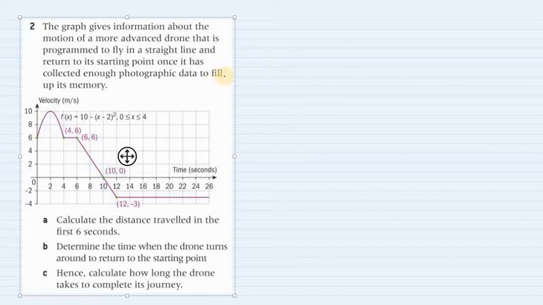The review set. The question is, the graph gives information about the motion of a more advanced drone that is programmed to fly in a straight line and return to its starting point once it has collected enough photographic data to fill up its memory. So this is the graph. A. Calculate the distance traveled in the first 6 seconds.